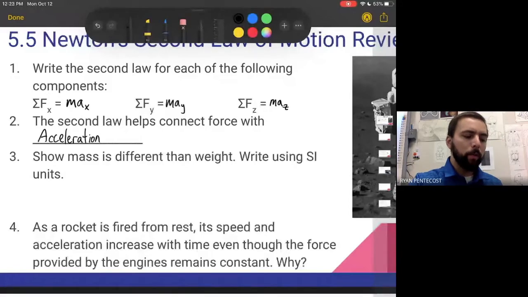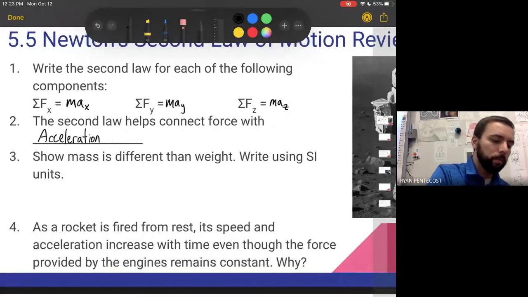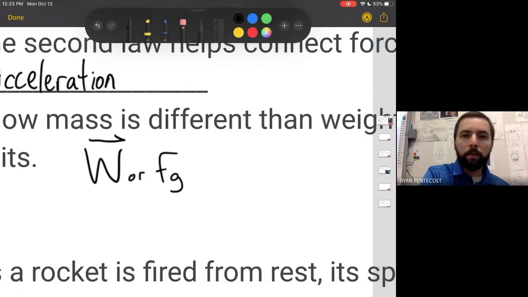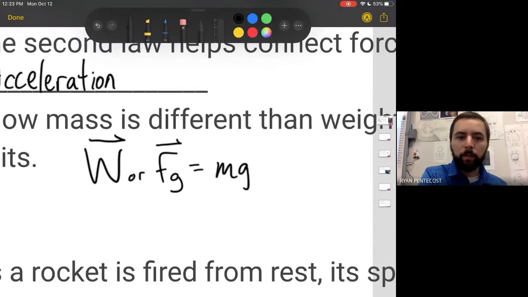Number 3, show that mass is different than weight. Weight can be shown as that. It's the weight force, which you can also write as the force of gravity. That's how I usually write it on my free body diagrams. You would write that as mass times gravity, the mass of the object times 9.81 meters per second squared.